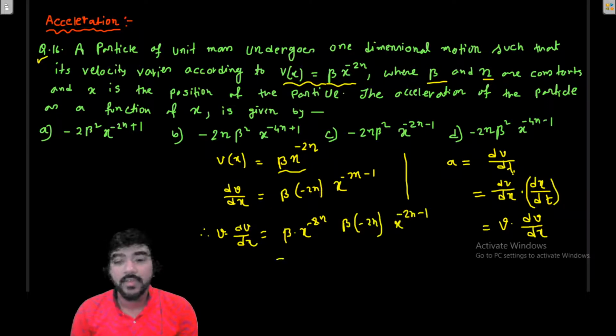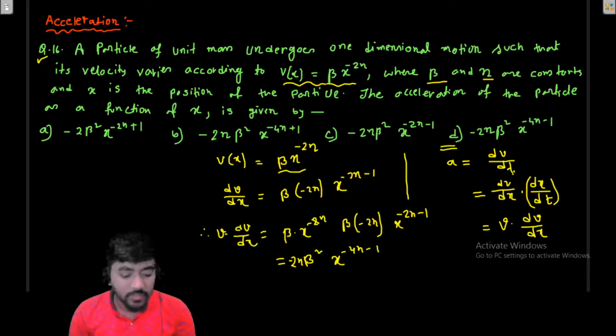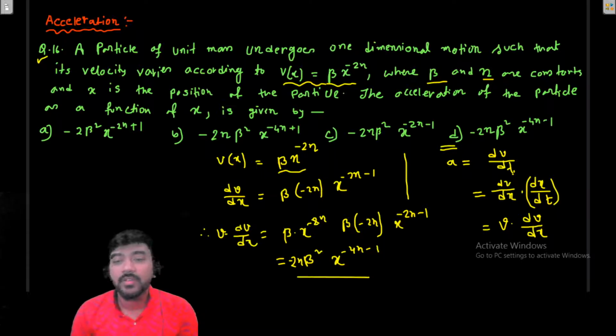Now it will be beta square into minus 2n, so minus 2n beta square, and x to the power minus 2n minus 2n, which is minus 4n, minus 1. So what will be the correct answer? I think option d will be the correct answer: minus 2n beta square x to the power minus 4n minus 1.